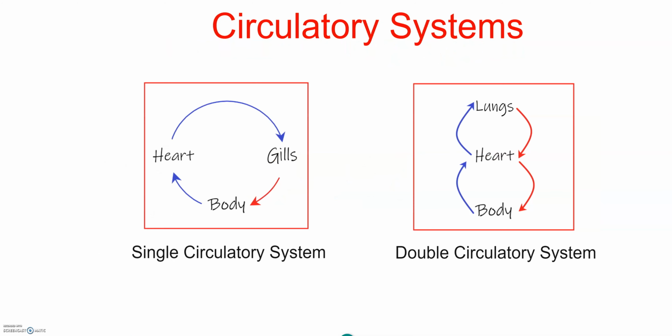There are two types of circulatory systems. We have the single circulatory system and a double circulatory system. Can you tell me the key difference between the two? Well, the key difference between the two is that in the double circulatory system, blood flows through the heart twice in each cycle, as you can see here.